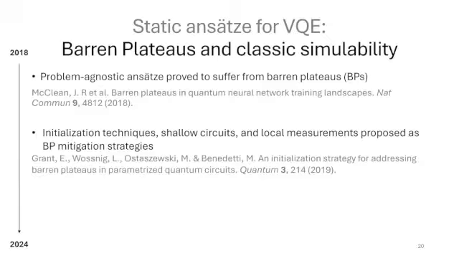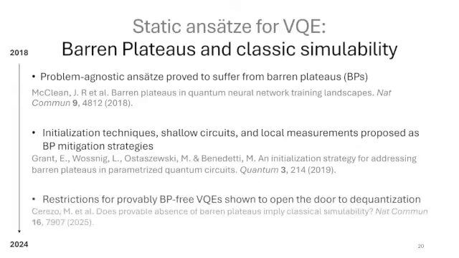So it softens the exponential decrease of the cost function. But more recently, there was a paper that showed that this type of restriction limits the expressibility of the circuit in such a way that it actually opens the door to dequantization. So it opens the door to strategies to classically simulate the circuit, leading us to not need this hybrid quantum-classical feedback loop, meaning that we can't actually obtain advantage from these circuits as compared to classical methods.